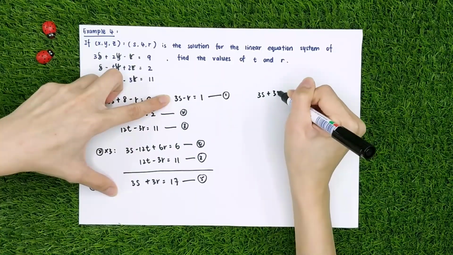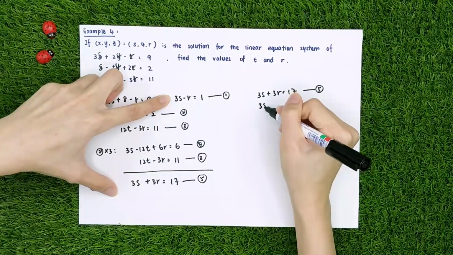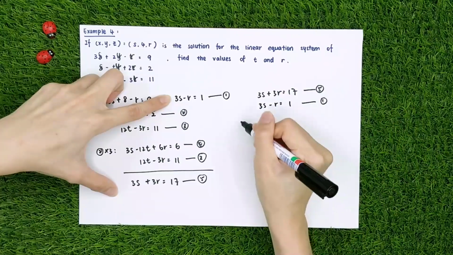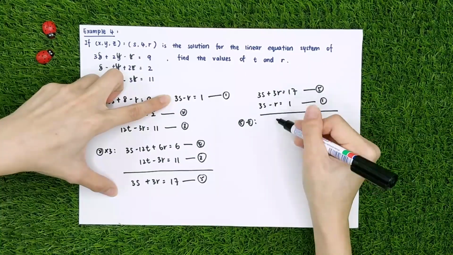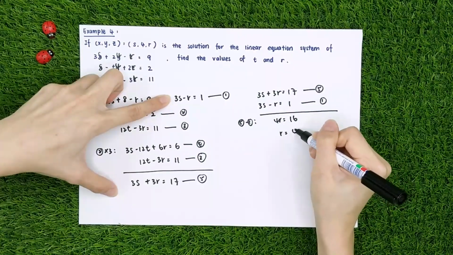3s plus 3r equals 17. This is my equation 5. 3s minus r equals 1. This is equation 1. So I minus my equation 5 with equation 1. I will get 4r equals 16. So my r is 4.